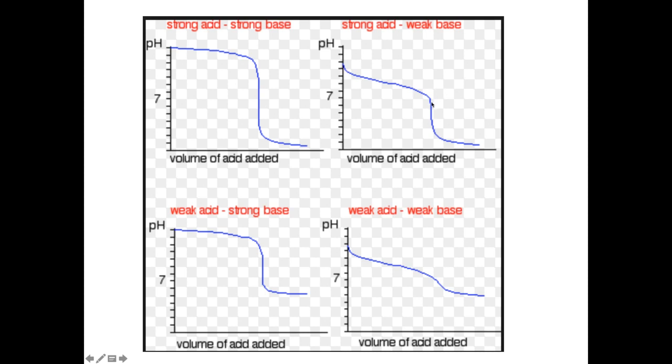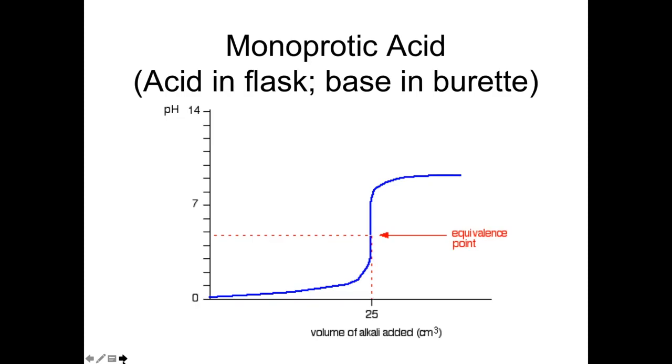It's going to take time. You'll have that buffer region up here to go down. You have a weak acid and a strong base like this. Weak acid and weak base is going to look like this. So the amount of the acid that's going to be added for that to occur. So monoprotic acids. So again, the acid is in the flask, and the base is going to be in the burette. This is what this looks like.